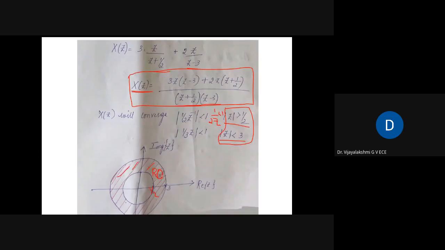If you remember, we had a property saying that when the given sequence is a double-sided sequence, then ROC will be a concentric ring. Of course, we have got a concentric ring here because the given sequence was a double-sided sequence. That means it was defined both for the positive values of n on the right-hand side and for the negative values of n on the left-hand side.